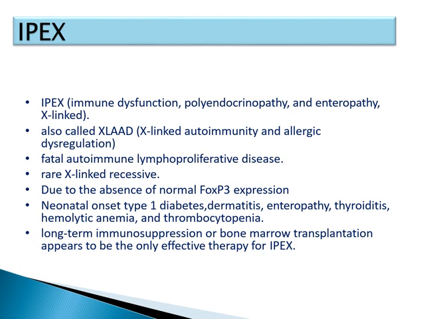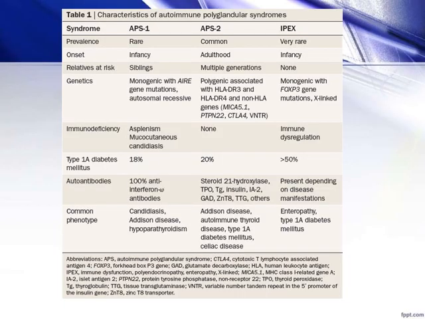So here are some characteristics of autoimmune polyglandular syndromes, which are most common and less common, so the APS1 and APS2 and IPEX, as we have also discussed them separately.